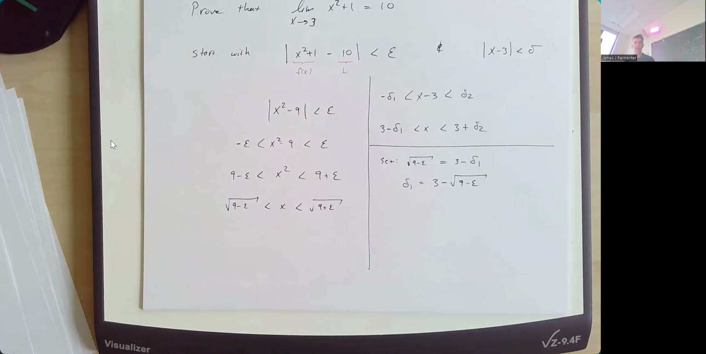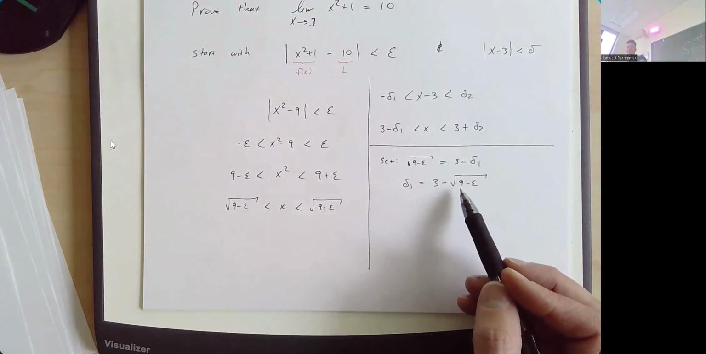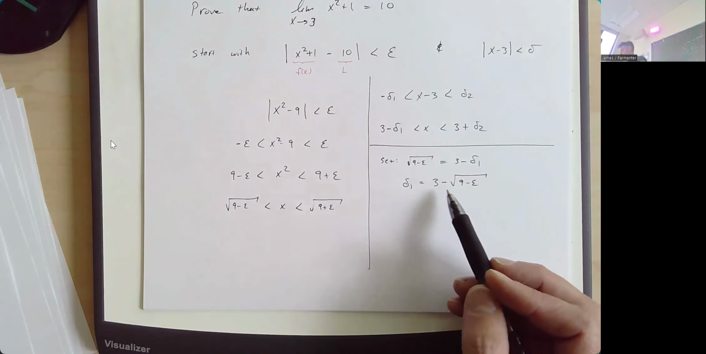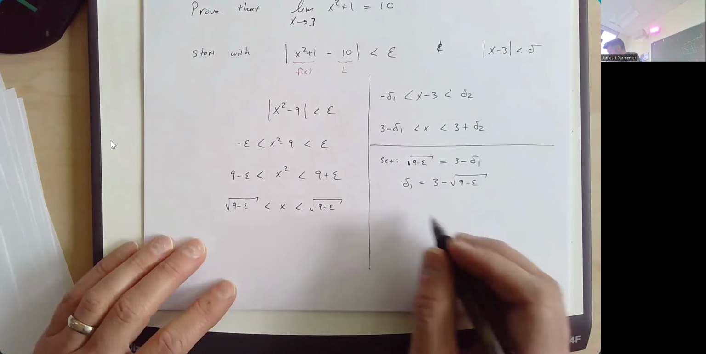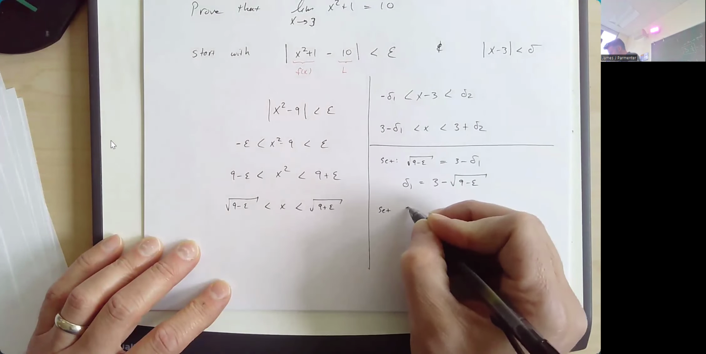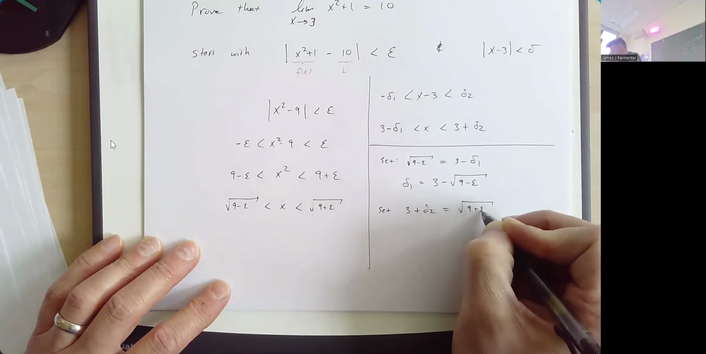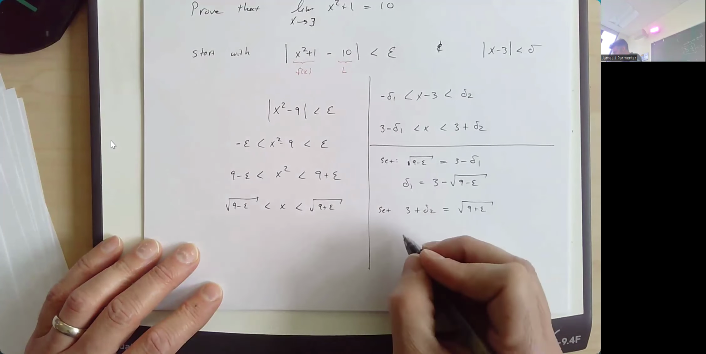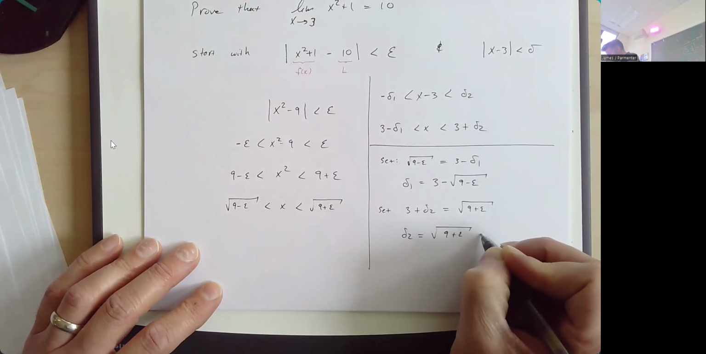I will point out, because I think it's worth pointing out, this number is a small positive number. The square root of 9 minus epsilon is going to be a little bit less than 3, and 3 minus a number a little bit smaller than 3 is still going to be positive. Great. Then we do the same thing for the right-hand sides. We set 3 plus delta 2 equal to the square root of 9 plus epsilon. Solving for delta 2, it's the square root of 9 plus epsilon minus 3.